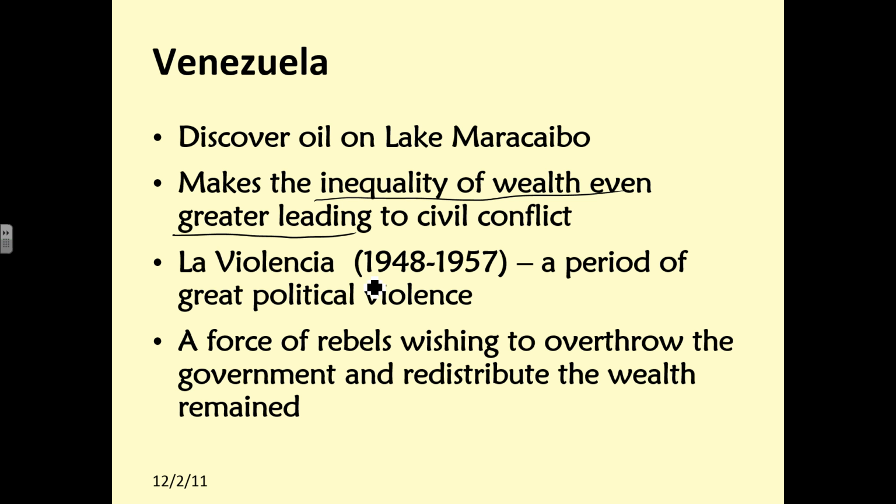In 1948, after the conclusion of World War II until 1957, we have a period that's specifically called La Violencia. And this was a time of political violence. During this time, many people died or just simply disappeared. What caused this is a response to the income inequality. Basically, in Venezuela, the difference between the wealthy and the poor is going to cause political change. So during La Violencia, a force of rebels wanted to overthrow the government. That was their goal, to overthrow the government and redistribute the wealth.